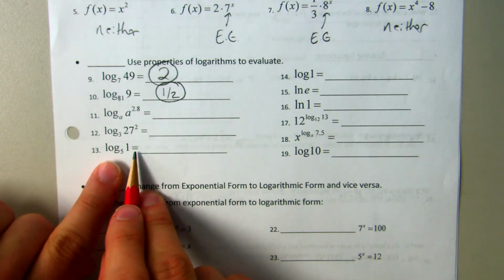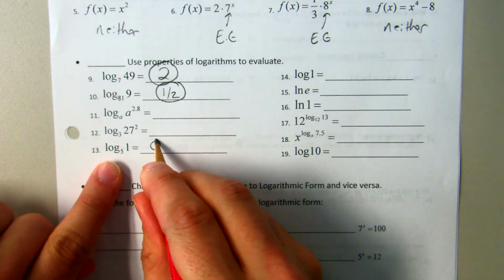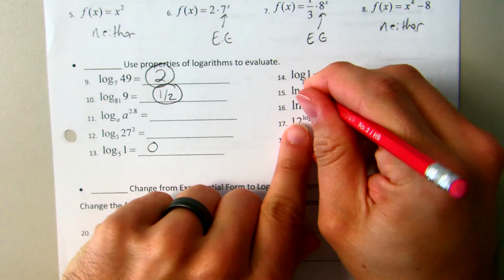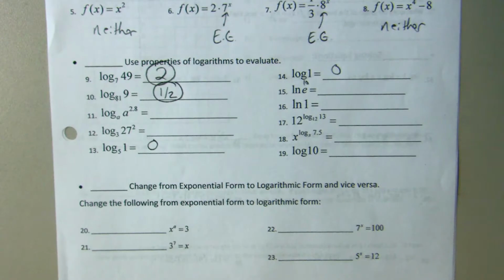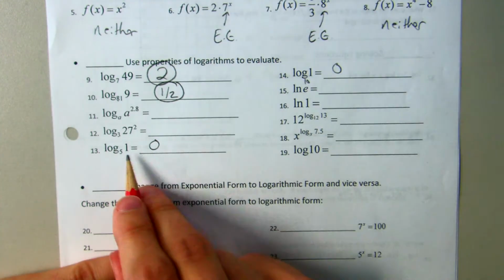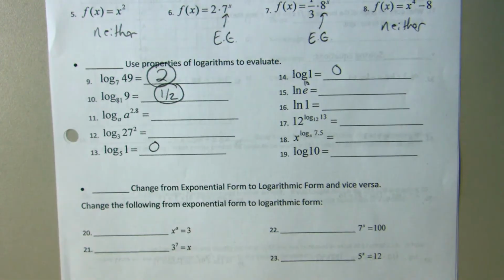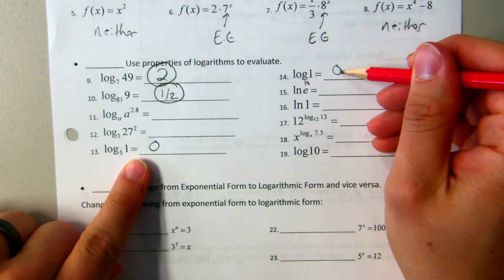Question 13 is the same. 5 to the 0 power gives you 1. 10 to the 0 gives you 1. Anything to the 0 power gives you 1. Those are very similar questions.